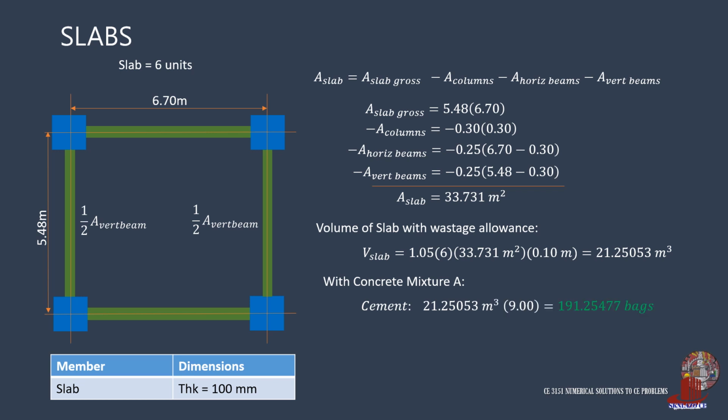We use this to take the quantities with Class A mix. Cement is then 21.25053 times 9, making 191.25 bags. Sand is half of the volume, resulting to 10.63 cubic meters. And gravel stays as 21.25 cubic meters.